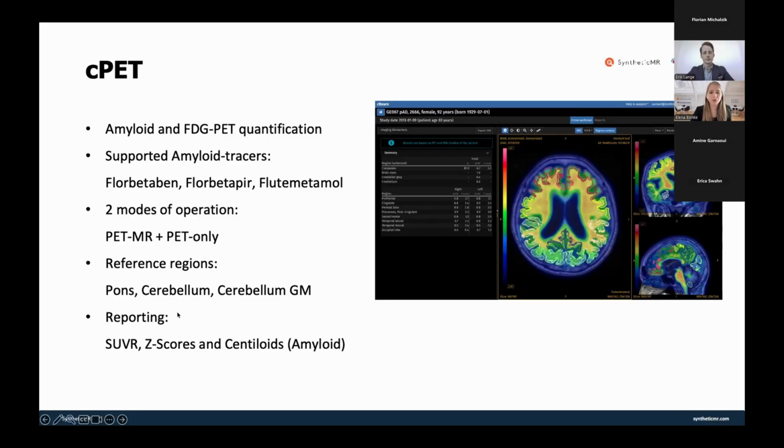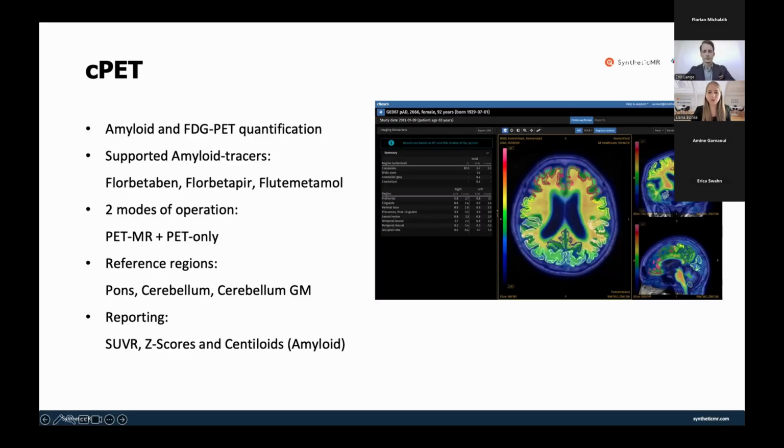You're then able to change the reference region between pons, cerebellum, and cerebellar gray matter in case there are any artifacts in some of those regions. And in the end, you get SUVR scores, SET scores, and centiloids for the amyloid PET quantification out of it.